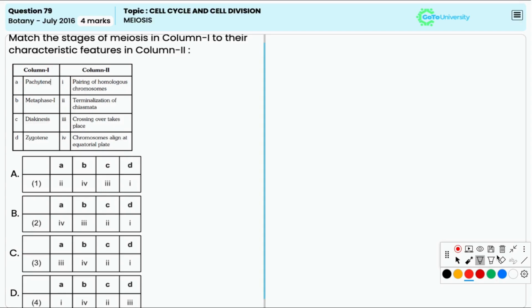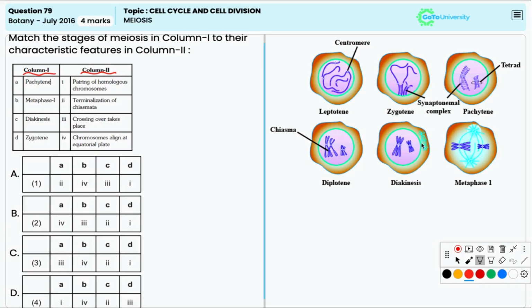In this question, you have to match the stages of meiosis given in column 1 to their characteristic feature in column 2. Now, during pachytene, homologous chromosomes are fully paired and crossing over takes place. Thus, A matches with 3. Now, in metaphase 1, the homologous chromosome pair aligns at the metaphase plate, also known as the equatorial plate. Thus, B matches with 4.